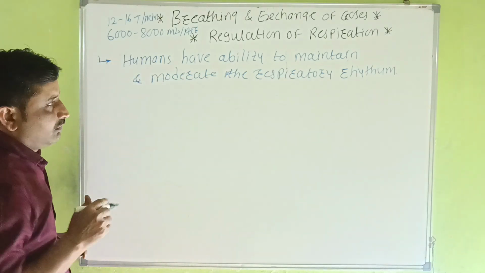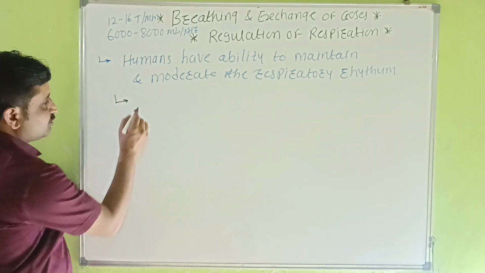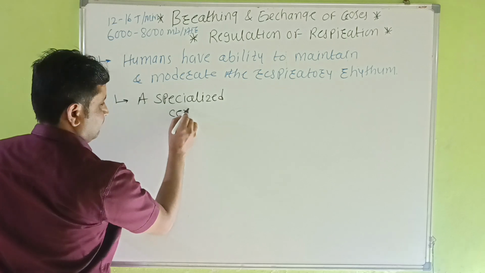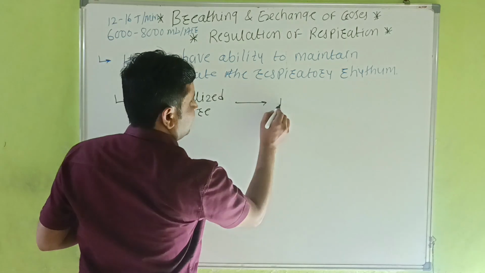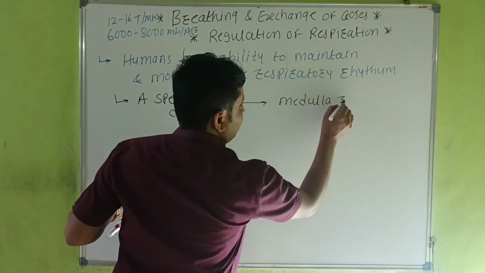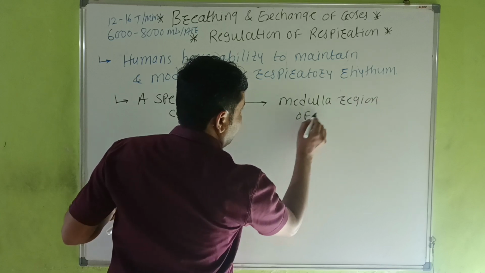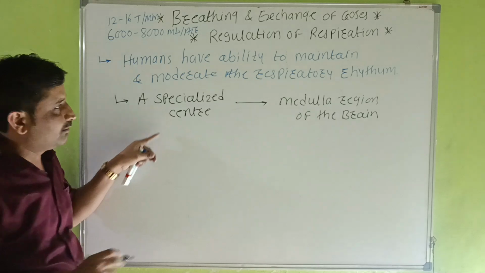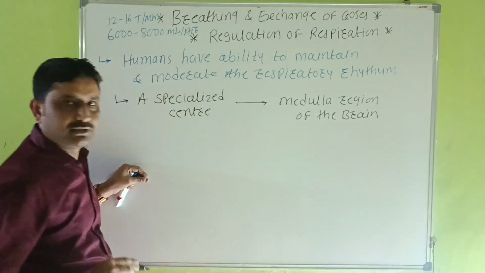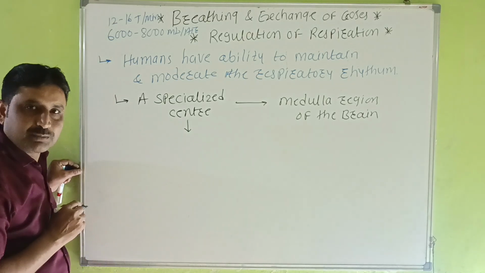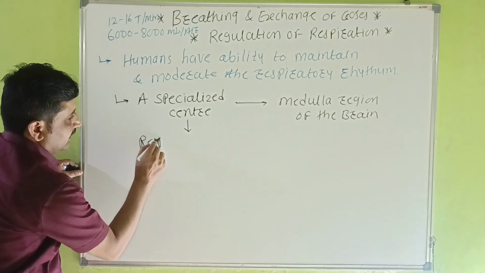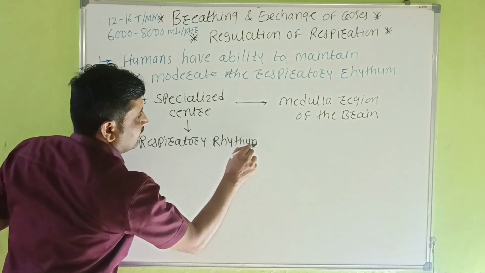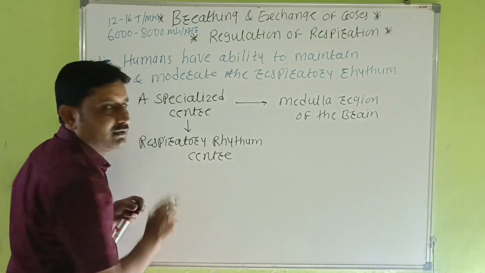तो नंबर वन, the human beings have a specialized center. कहाँ है? Specialized center is located in the medulla region of the brain. कहाँ पर? एक स्पेशलाइज सेंटर है, in the medulla region of the brain. And उस स्पेशलाइज सेंटर को क्या कहते हैं? That specialized center is known as respiratory rhythm center. क्या कहते हैं? रेस्पिरेटरी रिदम सेंटर.